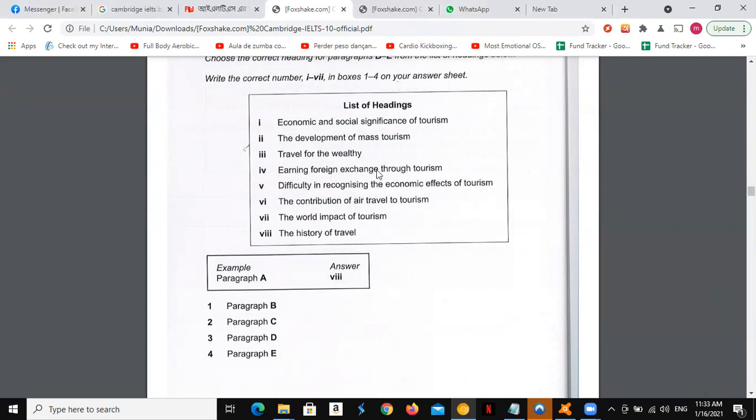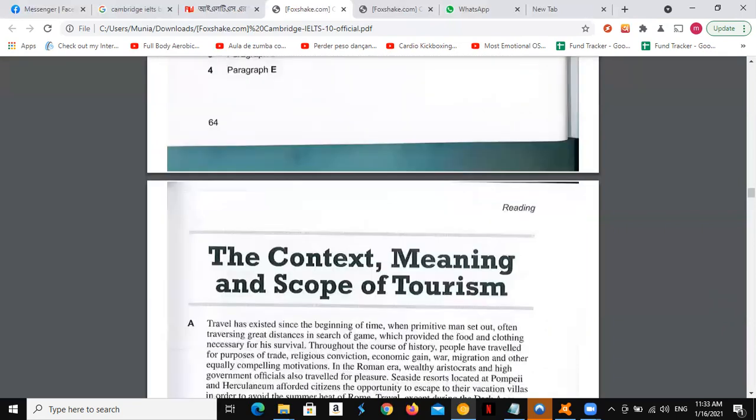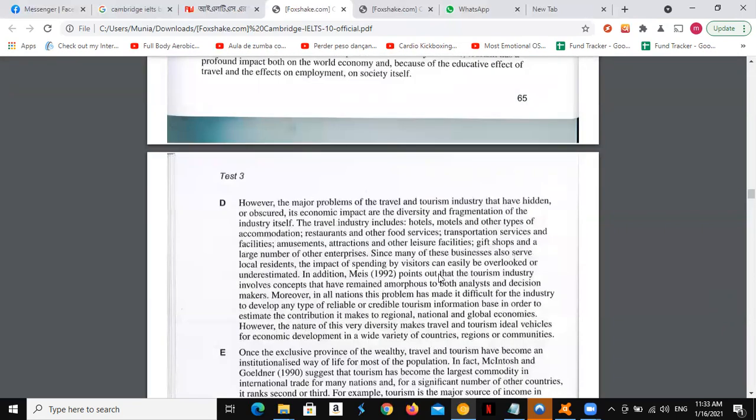So, earning foreign exchange through tourism, no. Travel, no. Difficulty in recognizing the economic effects of tourism. They have mentioned the word problem significantly in the text, but you are getting difficulty. Problems is another synonym of difficulty. So, this is your answer here. Difficulty in recognizing the economic effects of tourism, because in this section they've already informed you the way people are finding it difficult to develop any sort of reliable, retrievable information in order to estimate the contribution they are making overall in the society.